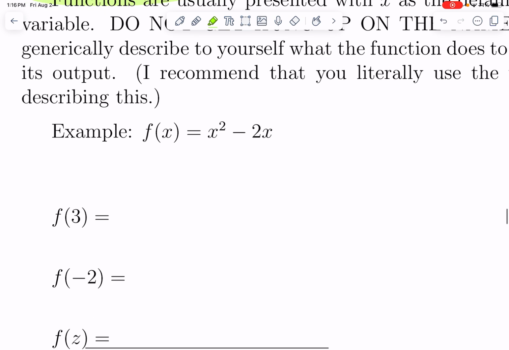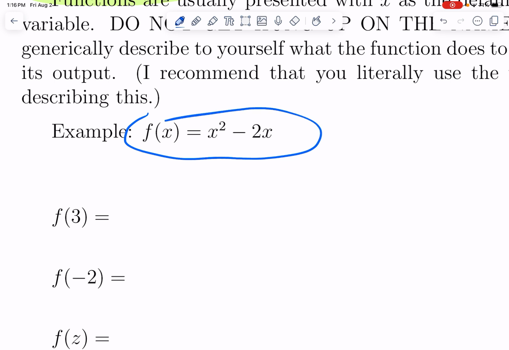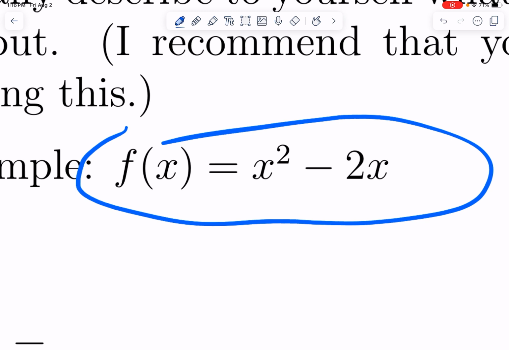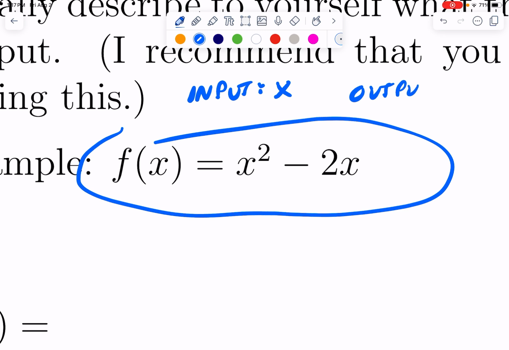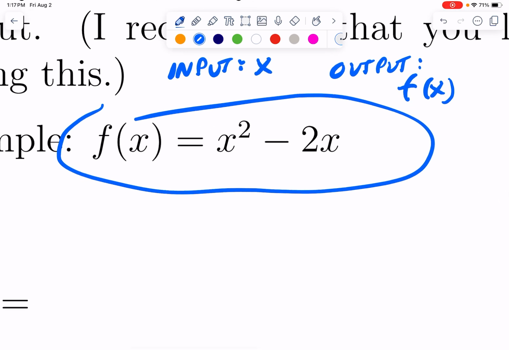One thing I really want you to pay attention to is when you have a function rule like this, don't get caught up on the name of the variable. Here we're saying f of x is x squared minus 2x. We're describing a rule. The input is called x, and the output for this particular rule, for this particular function named f, is f of x. All we're doing here is demonstrating a pattern, and we have to give the input a name in order to demonstrate that pattern. So f of x is x squared minus 2x.